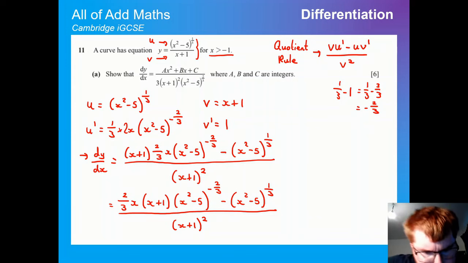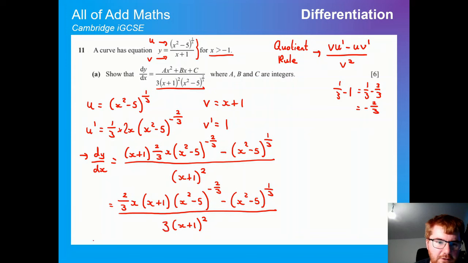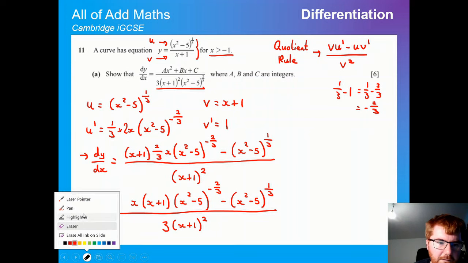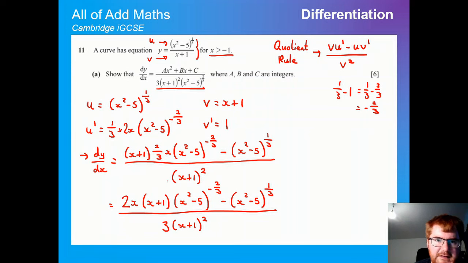Right, so having a look here, my first instinct is I'm trying to make the bottom look like this. So what I can do is times top and bottom by 3. That's the first thing I can do. So if I do that, I get a 3 here, which is what I want. This is then going to cancel down to 2x, like so. And we're going to get a 3 here as well.